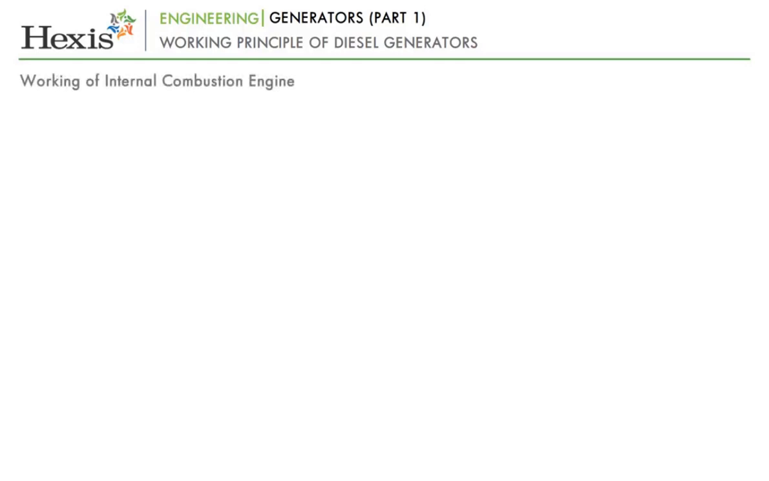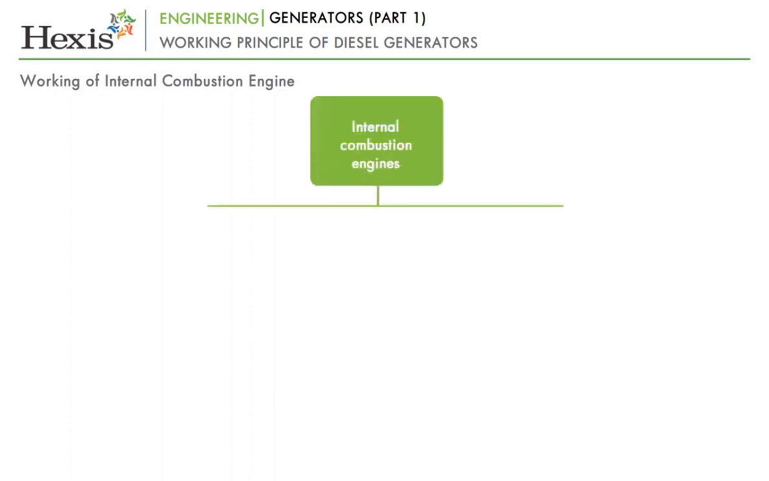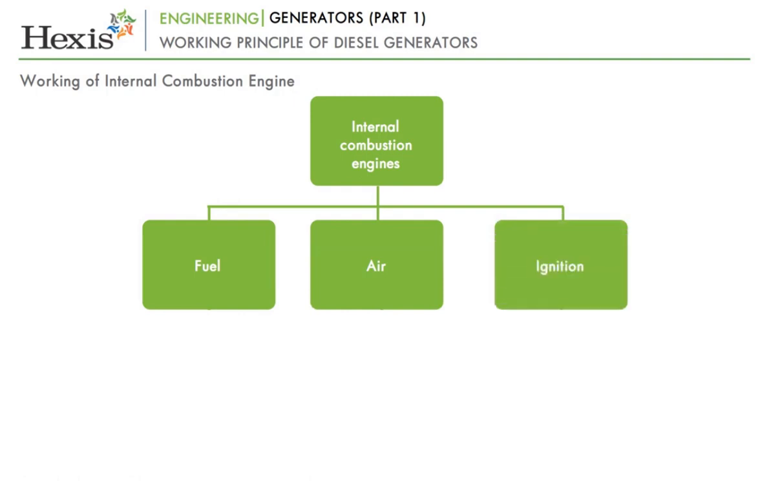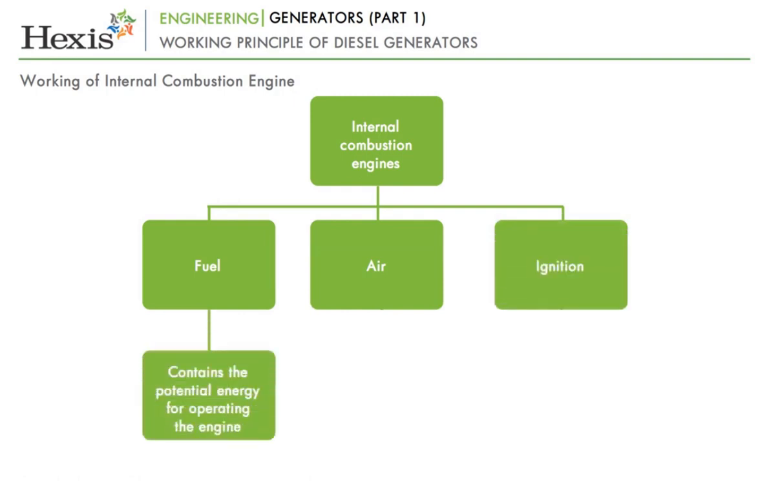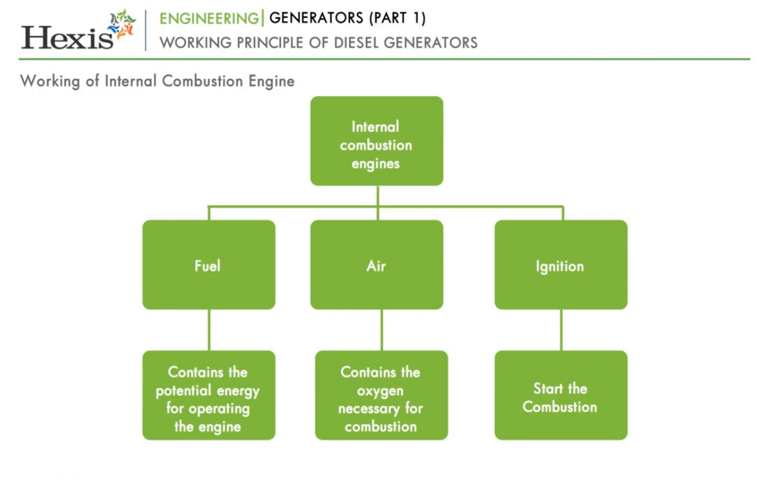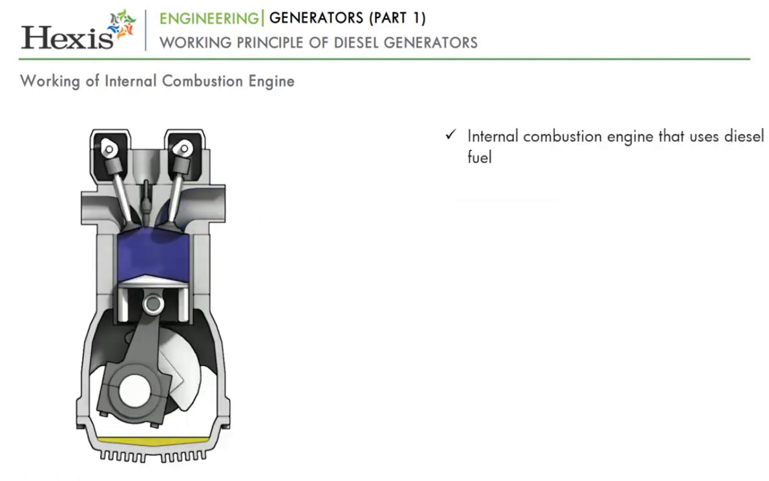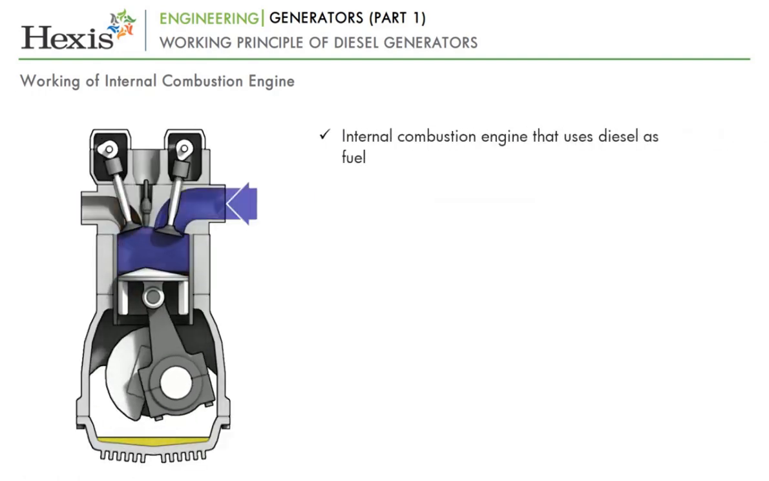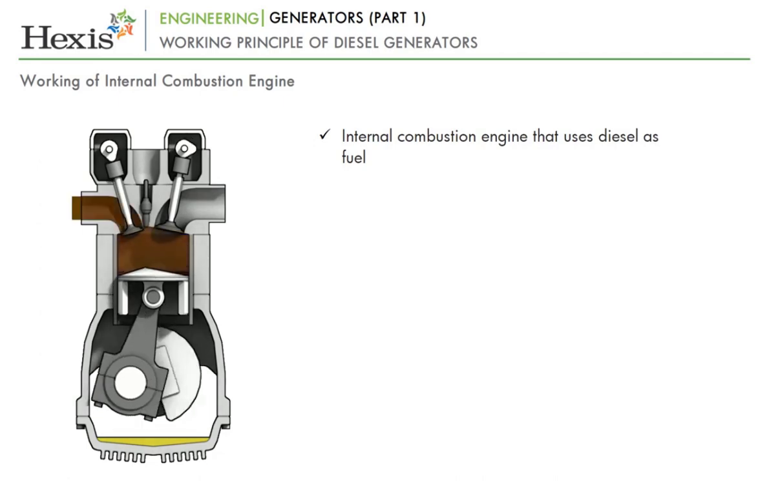First, let's see how the diesel engine or prime mover works. All internal combustion engines rely on three things: fuel, air, and ignition. The fuel contains the potential energy for operating the engine, air contains the oxygen that is necessary for combustion, and ignition starts the combustion. The diesel engine is an internal combustion engine that uses diesel as fuel.